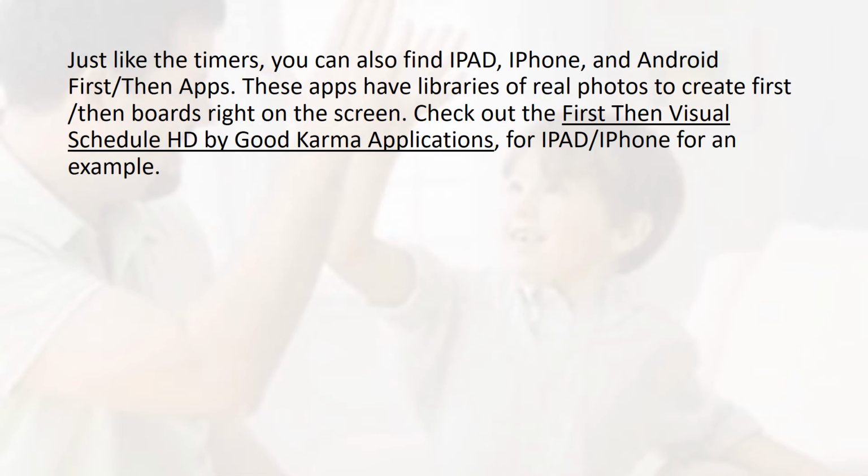Just like the timers, you can also find iPad, iPhone, and Android first-then apps. These apps have libraries of real photos to create first-then boards right on the screen. Check out the First-Then Visual Schedule HD by Good Karma Applications for the iPad or iPhone for an example.